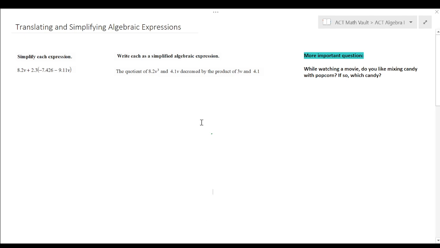These are the two problems that we'll do, and to make sure we don't take ourselves too seriously, here's the fun question. While watching a movie, do you like mixing candy with popcorn? If so, which type of candy?